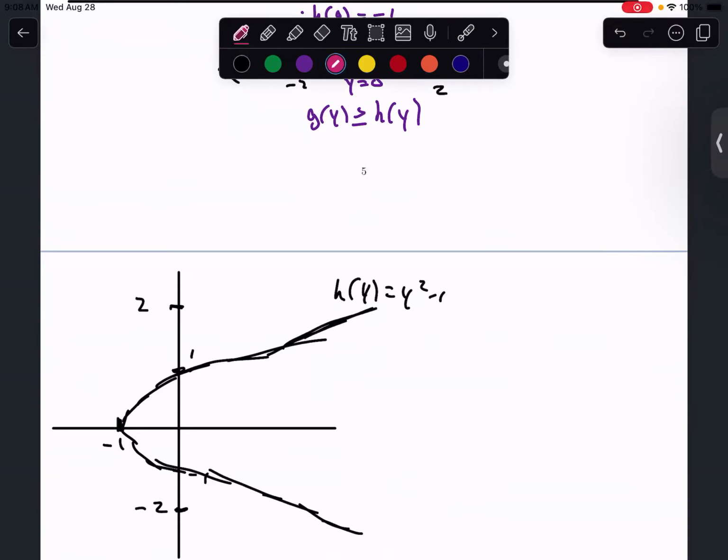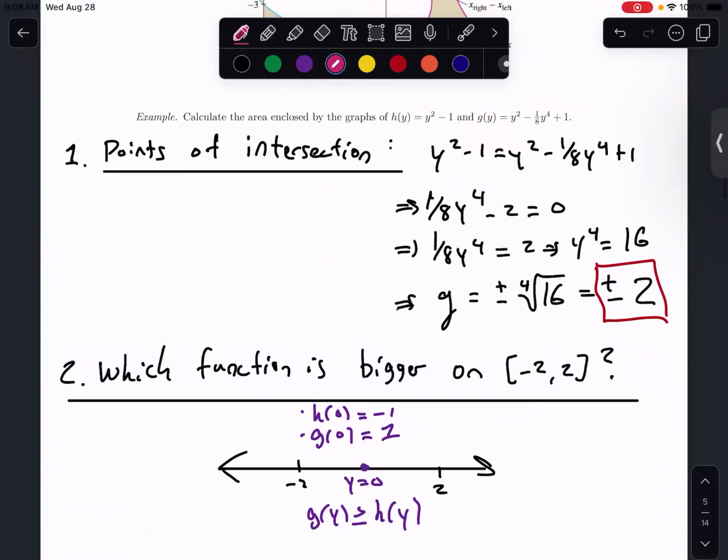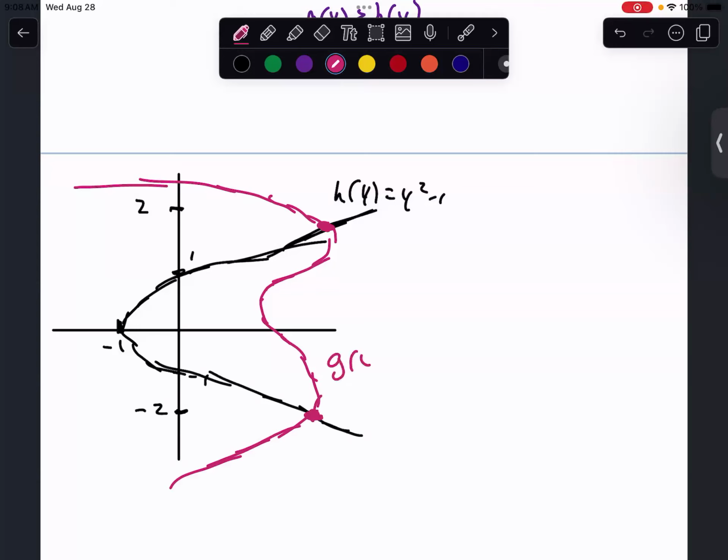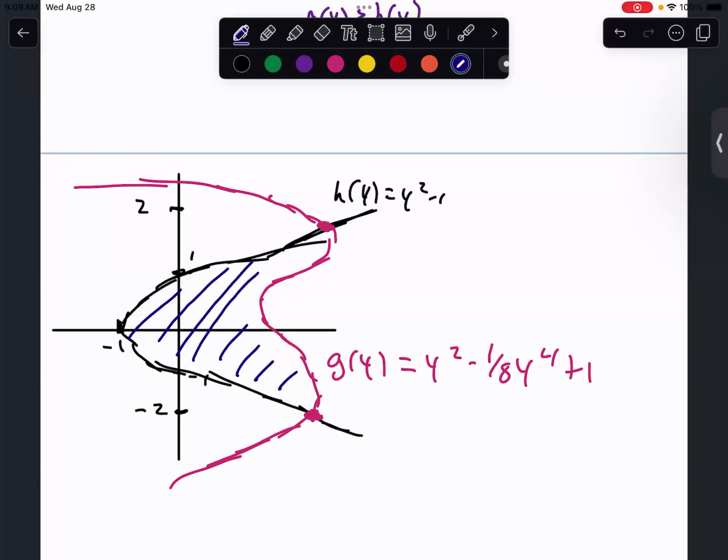And then in red, I'm going to draw g of y. So g of y looks something like this. It intersects h of y at y = 2, and then it kind of has this behavior. This isn't a perfect picture, but this is kind of what it looks like. And so this is our g of y, where g of y is equal to y squared minus 1 over 8 y to the 4th power plus 1. Really we're finding the area of this region here via integration, right? So we're starting at y = -2 and then going to y = 2.